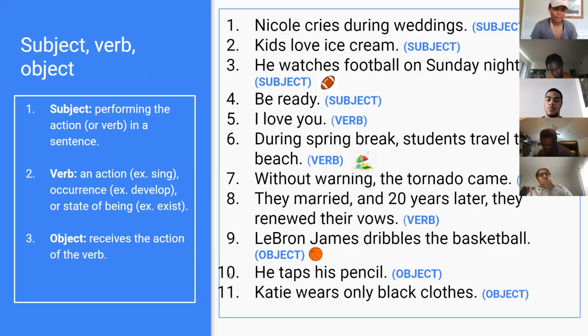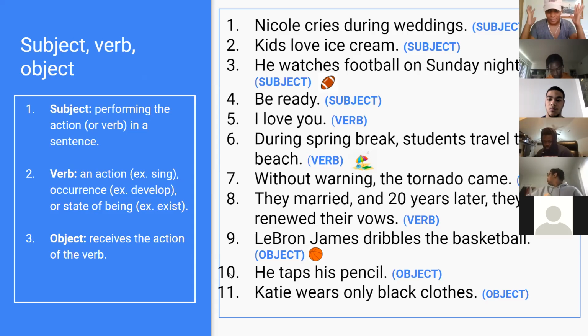Okay. So who wants the next one? Without warning, the tornado came. What's the verb? Would it be came? Came. That's right. It's just in past tense. So the tornado comes would be present tense, but came is past tense. The tornado is the subject we're talking about, and came is the verb.